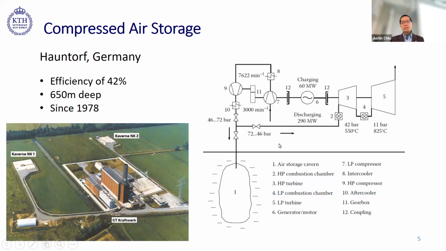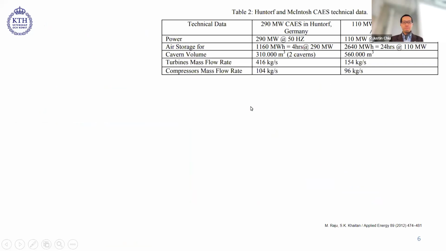So that's why you design it a bit lower than your operating pressure range. And then for charging, you have the compressor over here. So this is for charging up, and then with potential intercoolers.